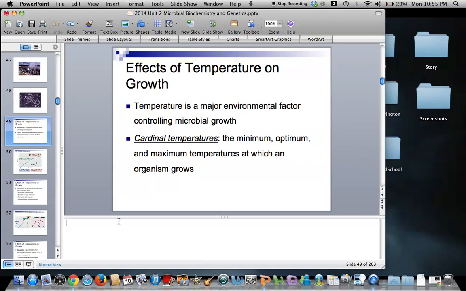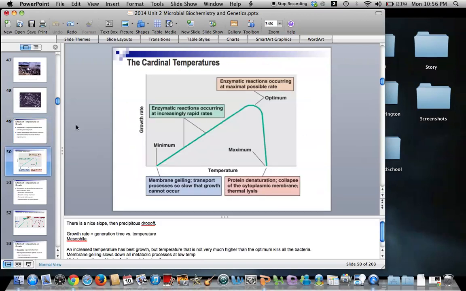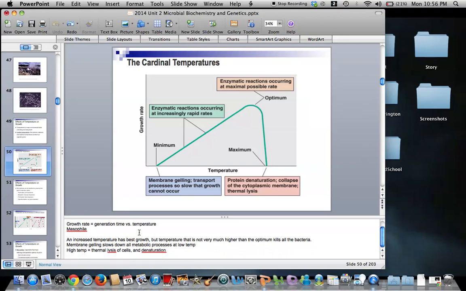Temperature affects microbial growth. Obviously, E. coli grows at body temperature. Bacillus subtilis does not, it's probably in the soil, etc. Cardinal temperatures are the minimum, optimum, and maximum temperatures at which an organism grows. So there's the minimum, the cold, the maximum, the hot, and then the optimum, somewhere between the two. This is for T. aquaticus. It will grow optimally at a high temperature. Then, if you get much hotter than that, it will start killing the microbe off.